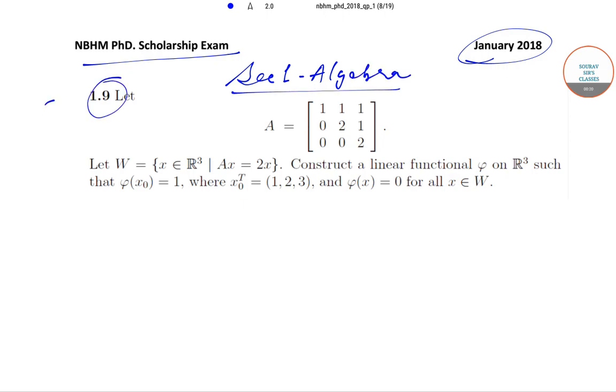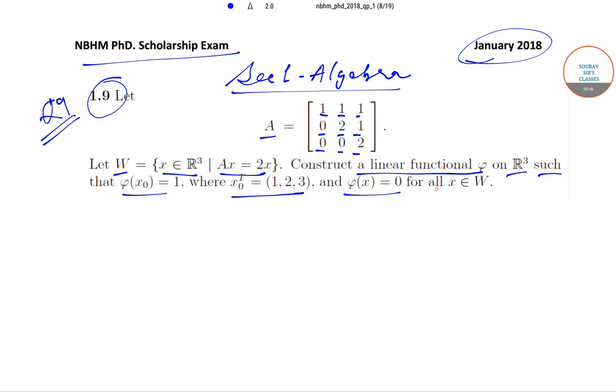The question is question number 9 from Section 1. If A is the matrix with rows 1 1 1, 0 2 1 and 0 0 2, and if W is the set of x belonging to R cube such that Ax is equal to twice of x, we need to construct a linear functional phi on R cube such that phi of x naught is equal to 1, where x naught transpose is equal to (1, 2, 3), and phi of x is equal to 0 for all x which belongs to W.